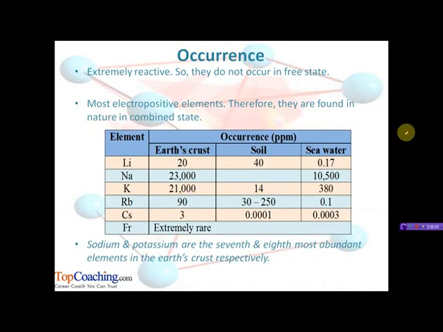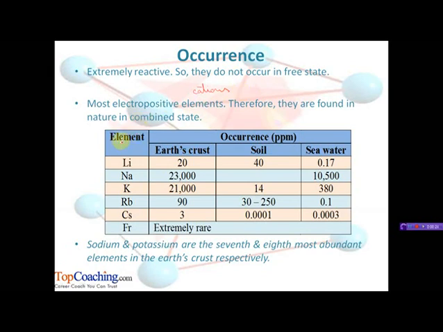Since the alkali metals are extremely reactive, they do not occur in free state in nature. Being the most electropositive elements, they are found in nature as cations, combined with the most electronegative ions of the elements which occur towards the right end of the periodic table.